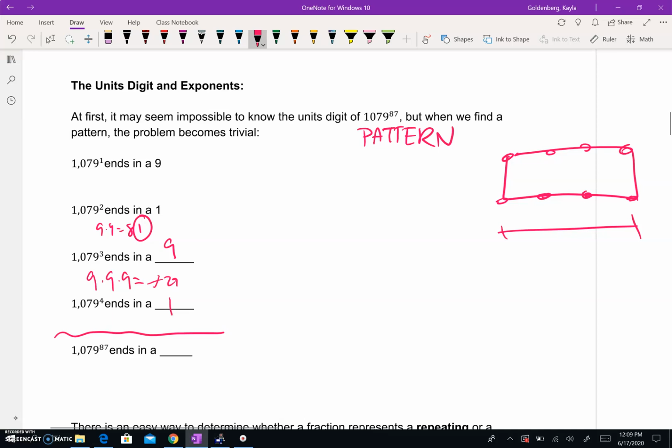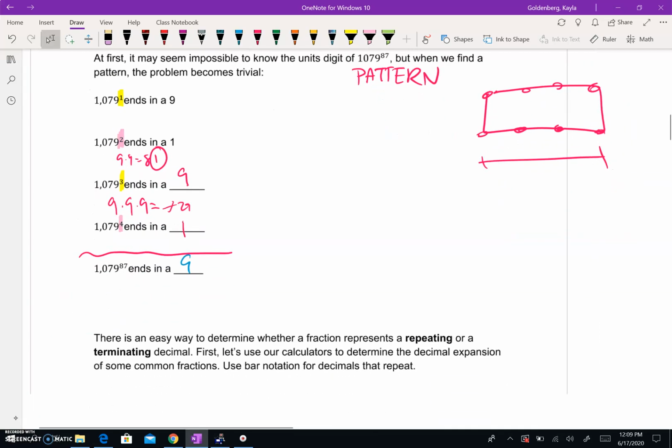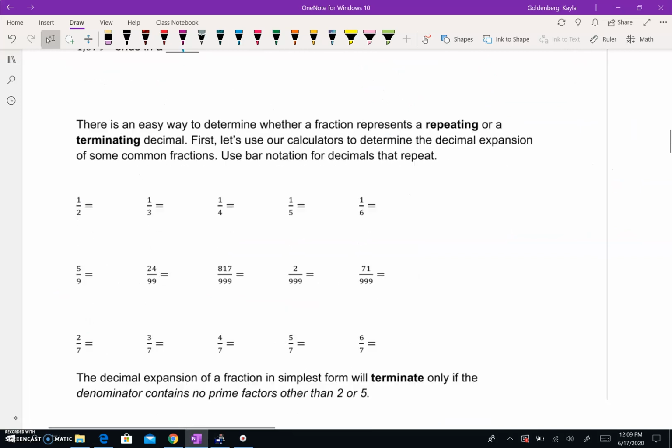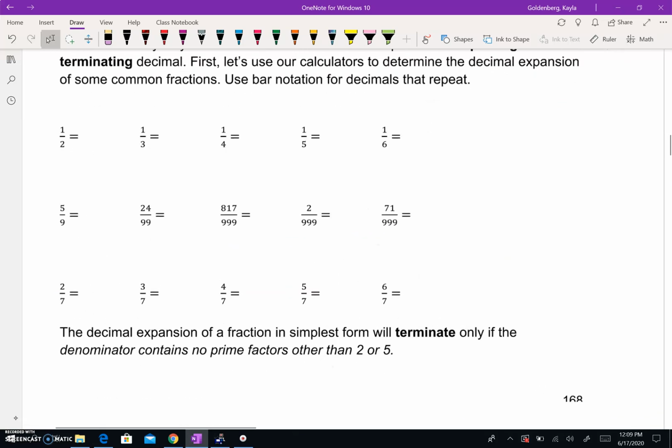So right now our pattern is that it goes 9, 1, 9, 1. And if you notice the pattern, every time I have a 9, that's coming from an odd power. Every time I have a 1, that's coming from an even power. So since my 87 is odd, I would say it's a 9. Okay? So just looking for a general pattern as you consider simpler cases.